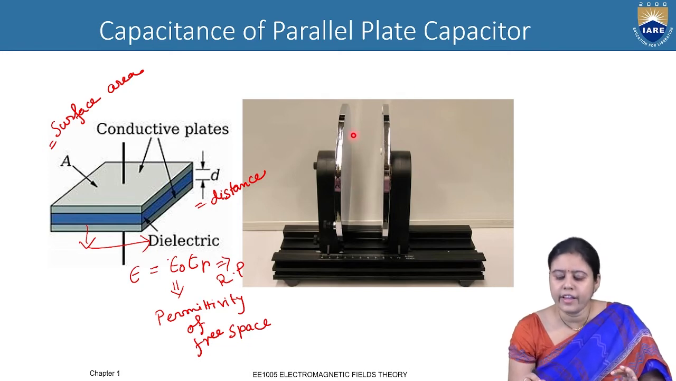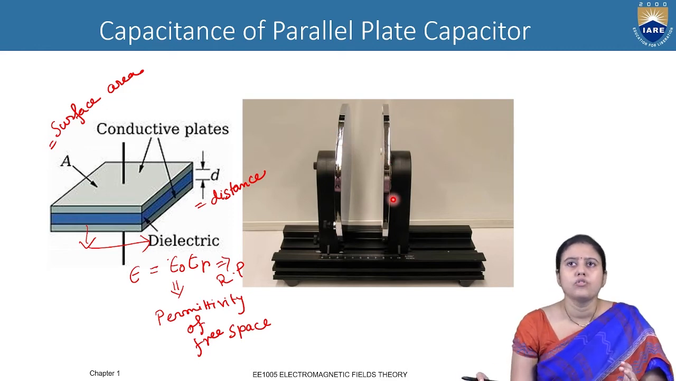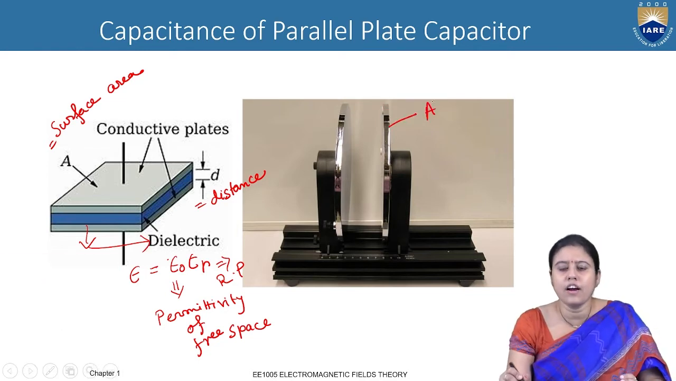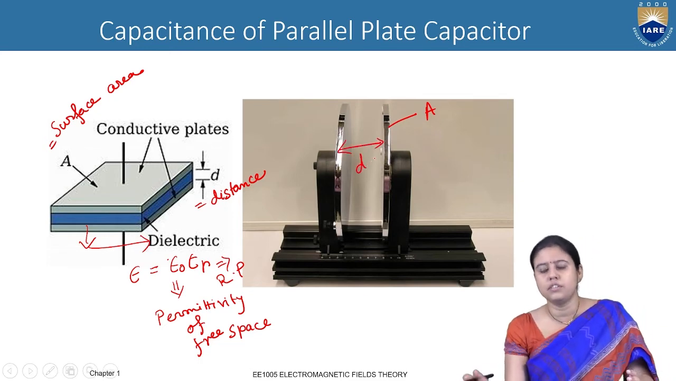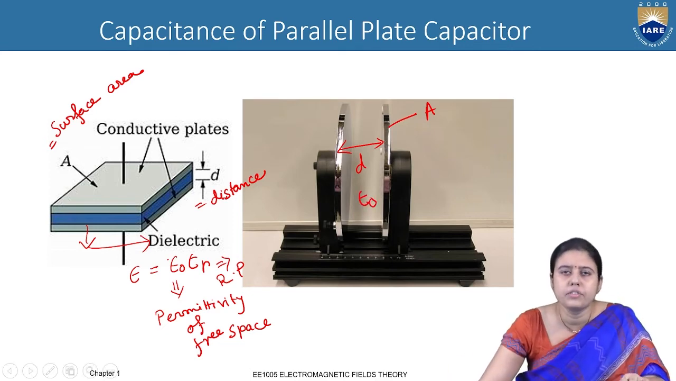And we are assuming that the cross-sectional area of this plate is equal to the cross-sectional area of these plates. So both are equal and this is the air, and this is our A, the surface area. The distance between these two is D, and as this is the air, we can write the permittivity is only epsilon 0.